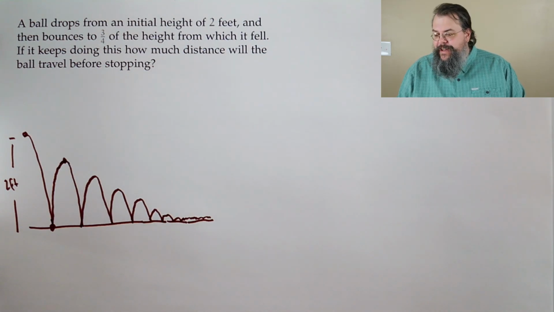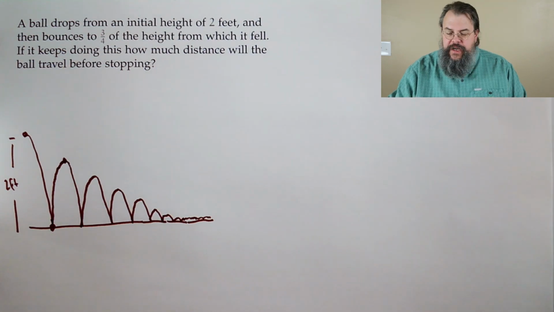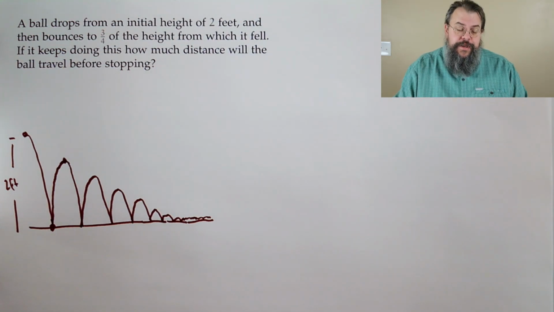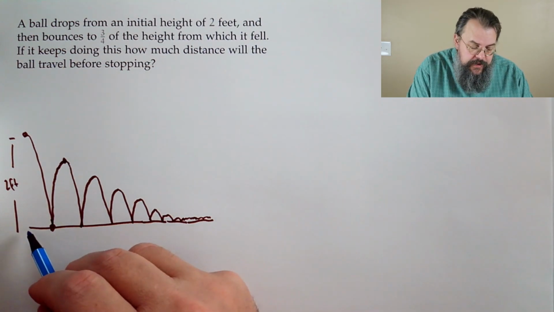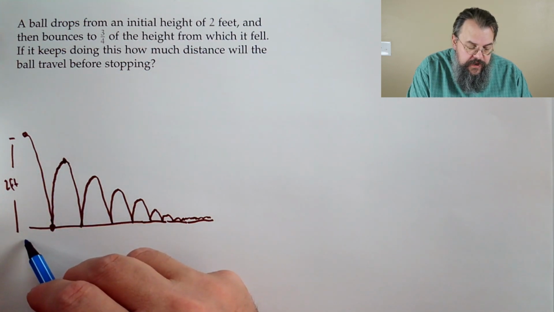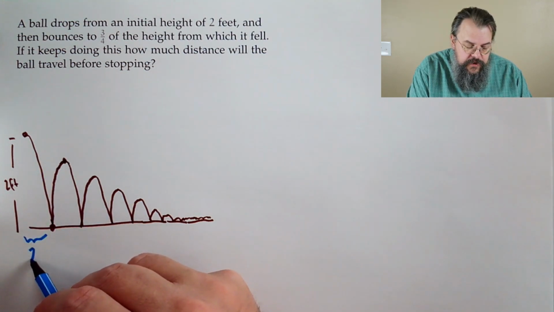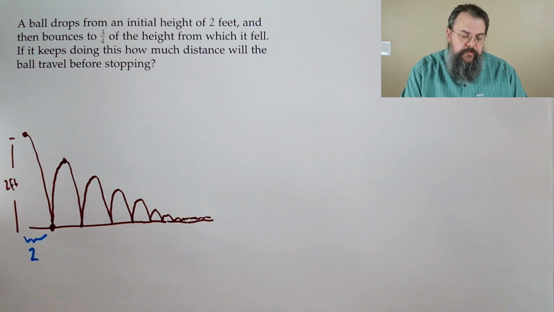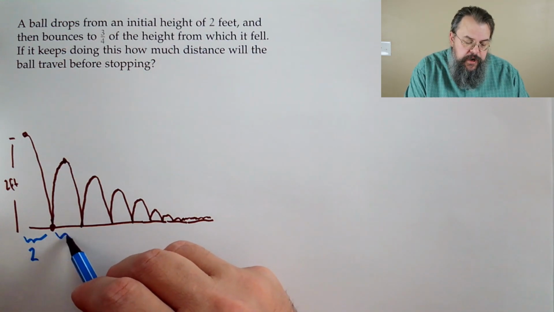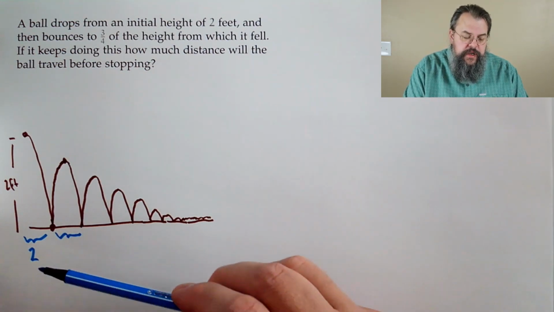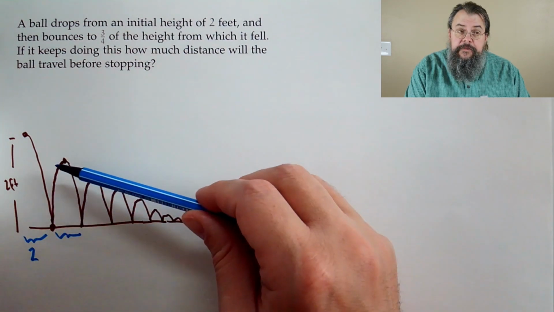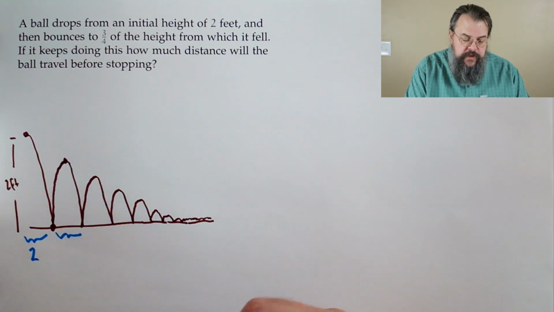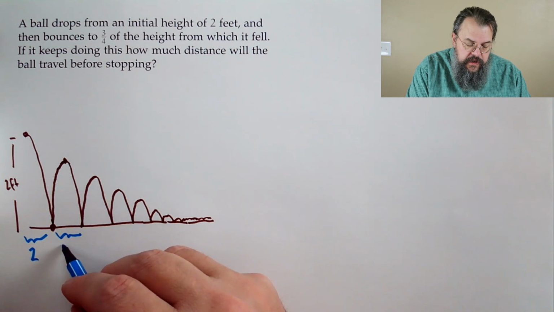So let's think about the bounces. What's the first part? Well, it started at 2 feet and it went down. So here it traveled 2 feet. Then in the second part, what happened? Well, it's going to go up 1.5 feet and down 1.5 feet. So that's going to be 3.